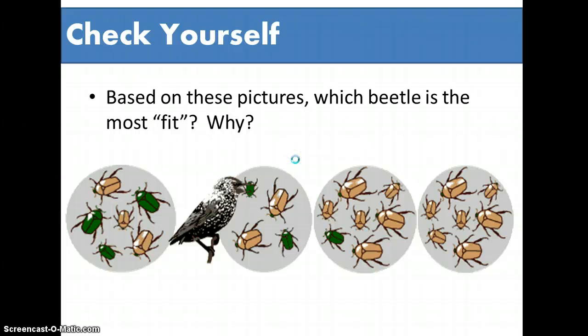And based on these pictures, which beetle is going to be the most fit beetle? You should start looking at this picture and then move to the right. All right, the beetle that is most fit will be the tan one because it is more likely to survive and reproduce. The bird seems to be going for the green ones for whatever reason. So the tan beetle is actually the most fit here.